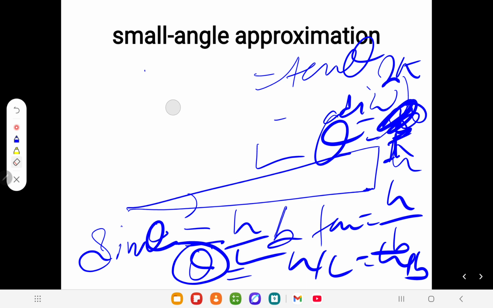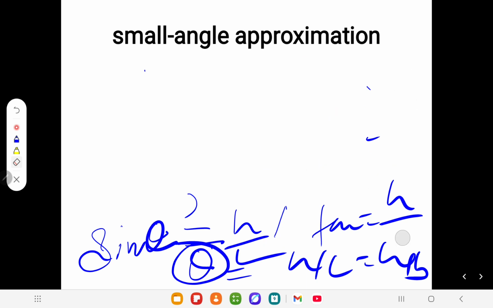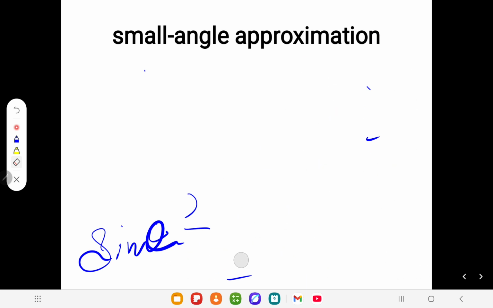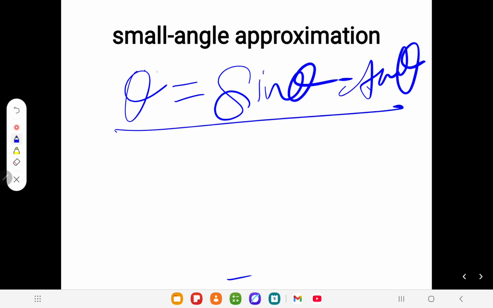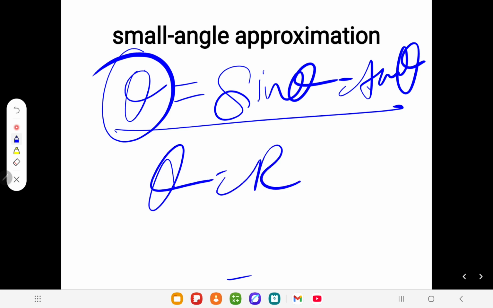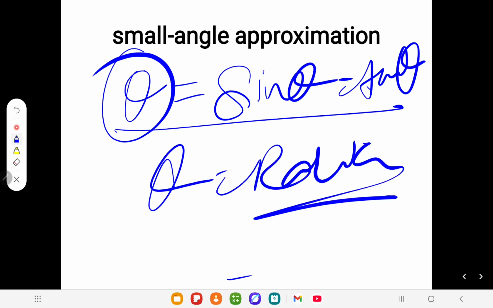For a small angle approximation, whenever the angle is small, at that condition the angle must be in radian. At that condition, sine theta and tan theta are equal to theta, and theta is obviously in radian. You must understand this concept, and it will make your life much easier whenever we calculate anything in visual acuity.